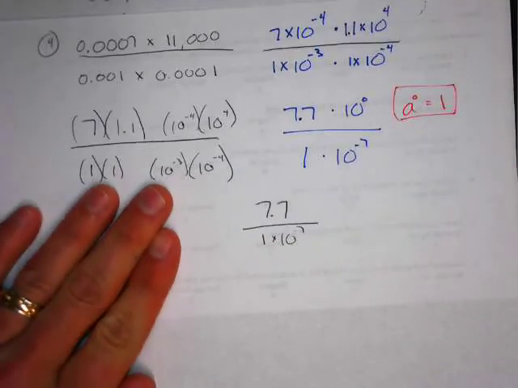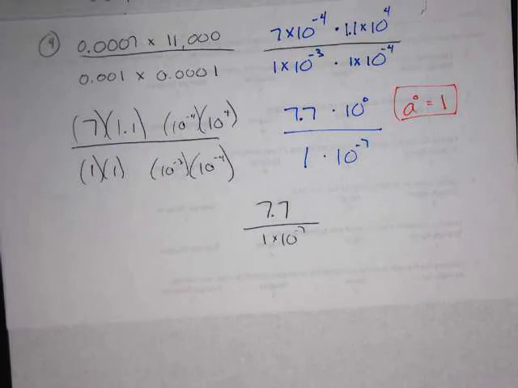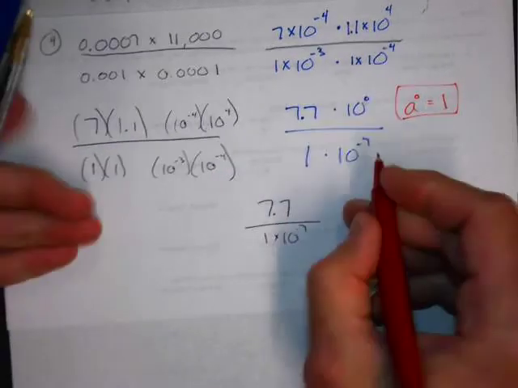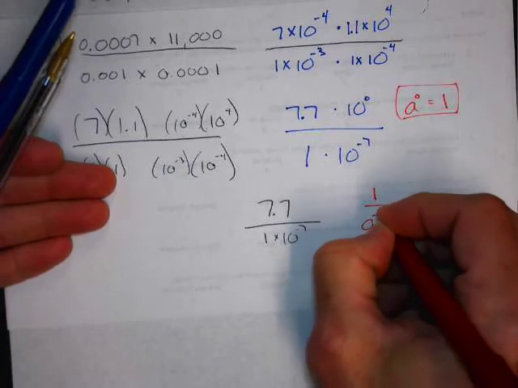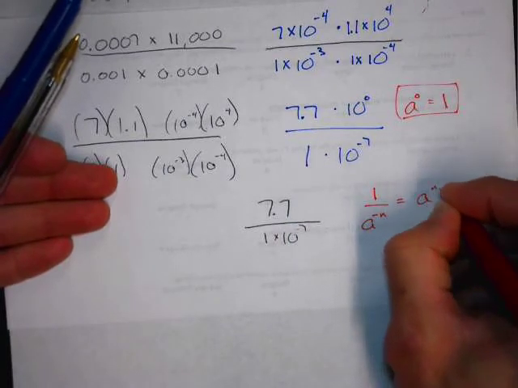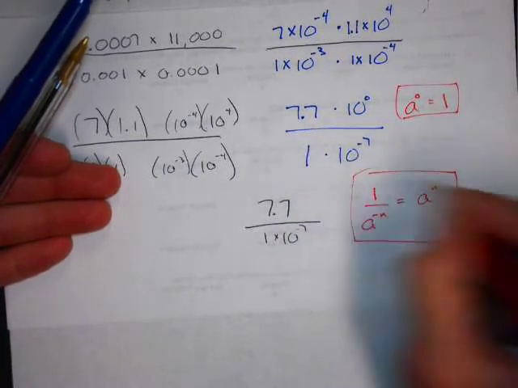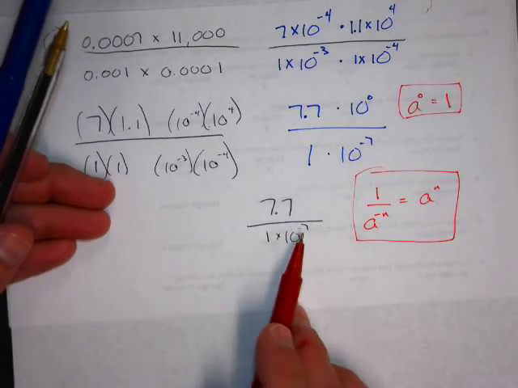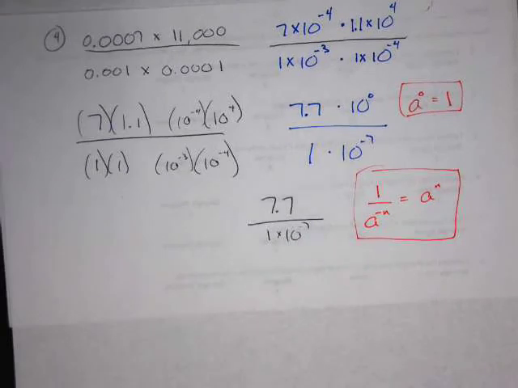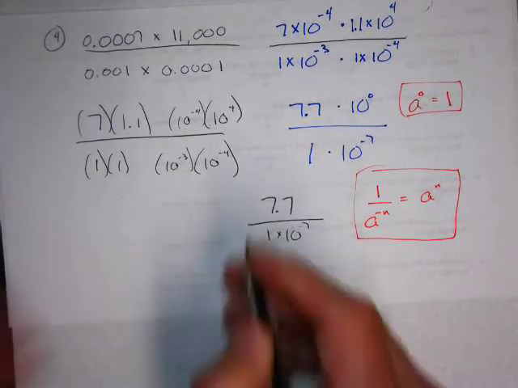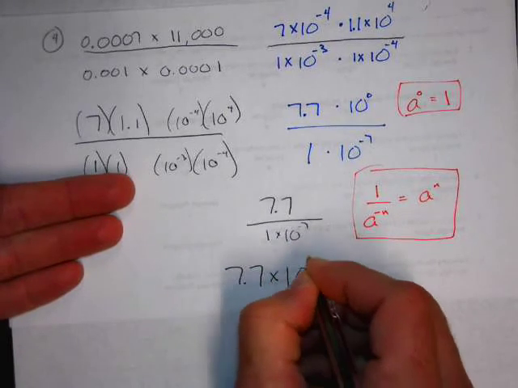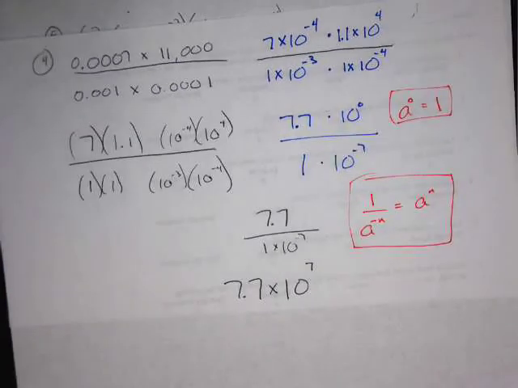But hang on, we're not done yet. Another interesting law. Check this out. If you remember, another law of exponents, 1 over a to the negative n is equal to a to the n. What does that have to do with this? This 10 to the negative 7th means I can move the base 10 up to the numerator, and I have 7.7 times 10 to the positive 7th power.